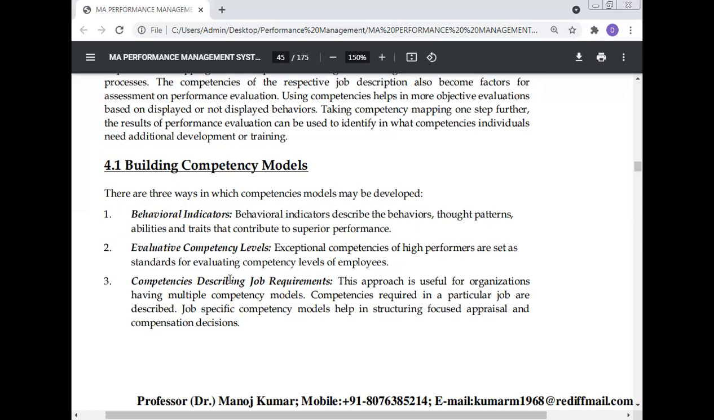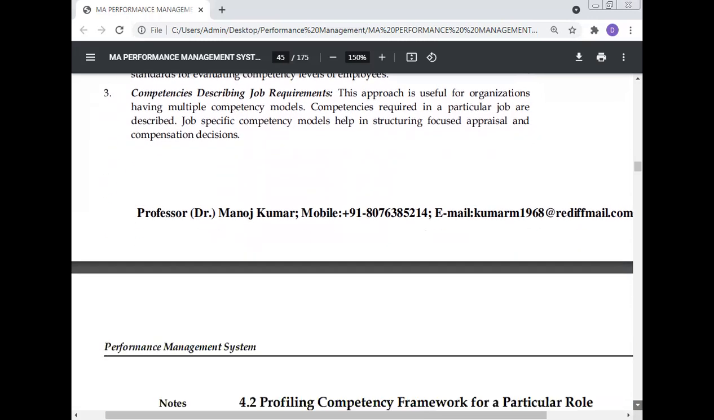Competency describing job requirement. This approach is useful for organizations having multiple competency models. Competency required in a particular job is described. Job-specific competency models help in structuring focused appraisal and compensation decisions. These are the three competency models.